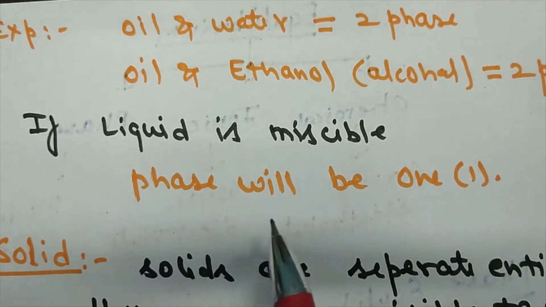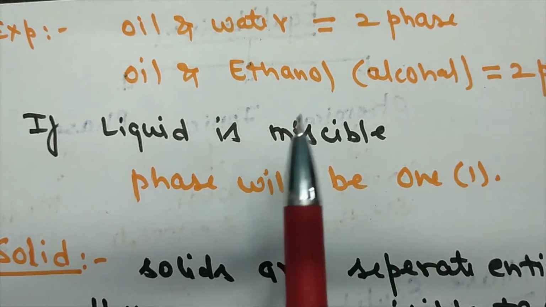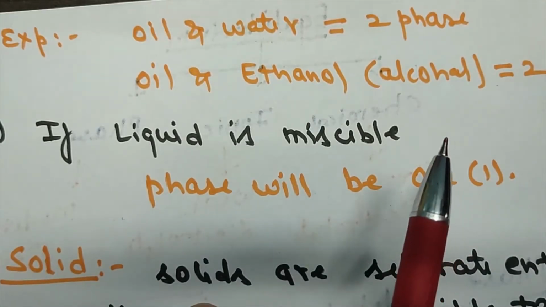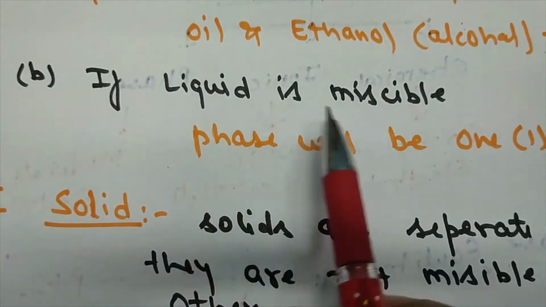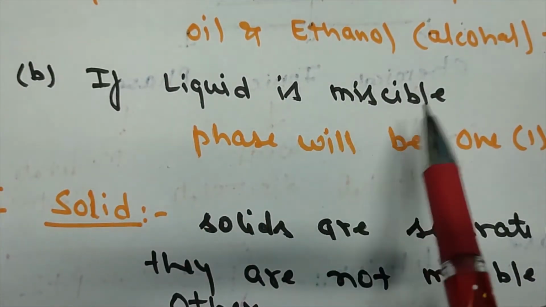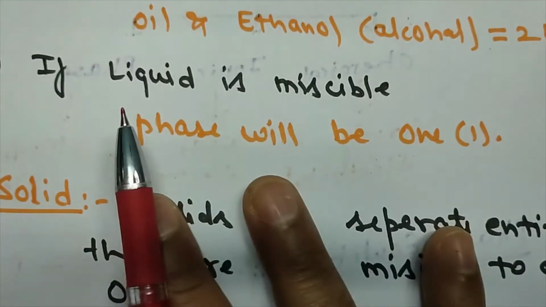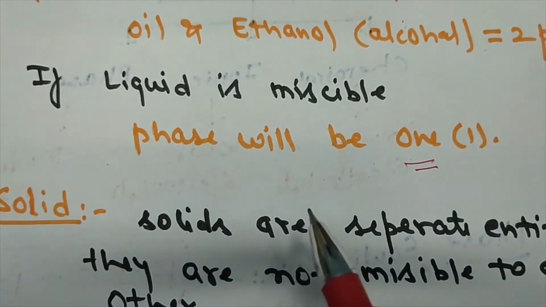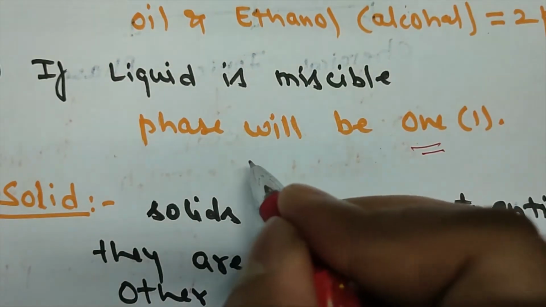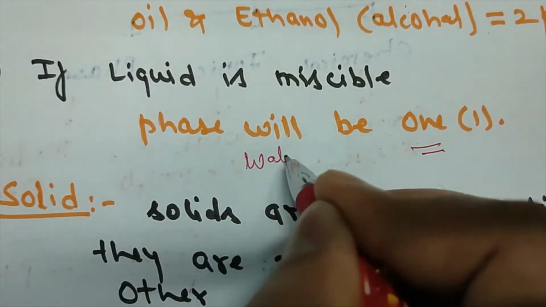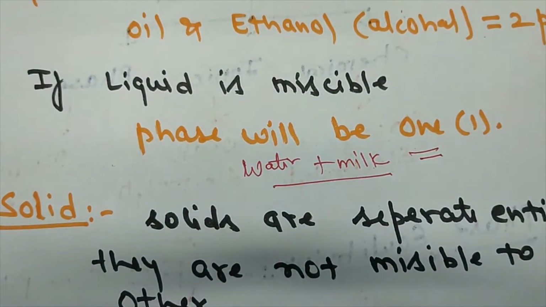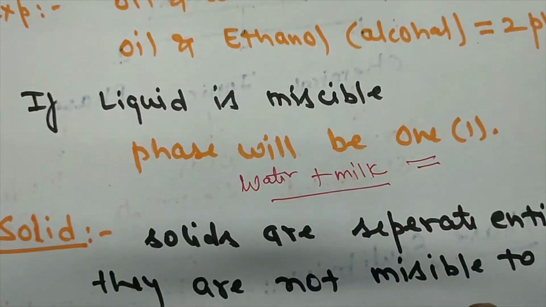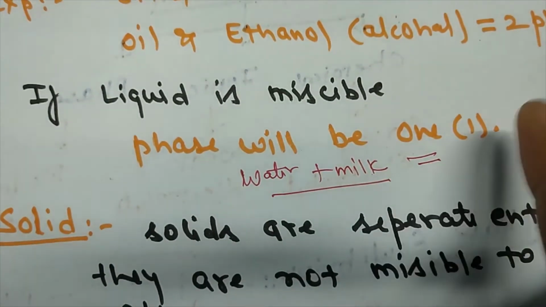So in what you have studied yet, in the case of gas, there will be only one phase. In the case of liquid, if it is immiscible, then the number of liquids is equal to the number of phases. And if the liquids are miscible, like liquids that mix with each other, then the phase will be 1. Like water and milk. You can easily say water and ethanol, they are mixed to each other. If they mix to each other, then the phase will be 1.